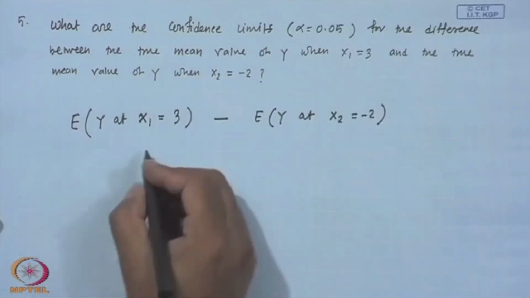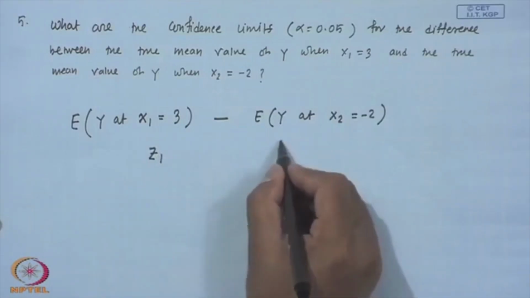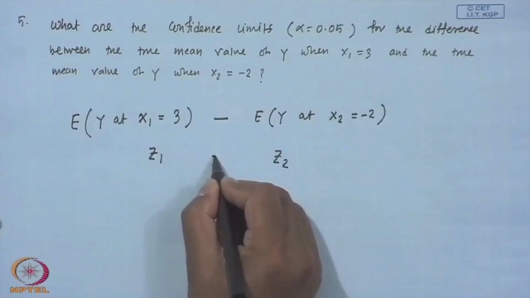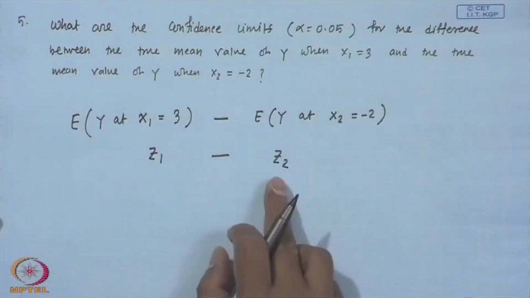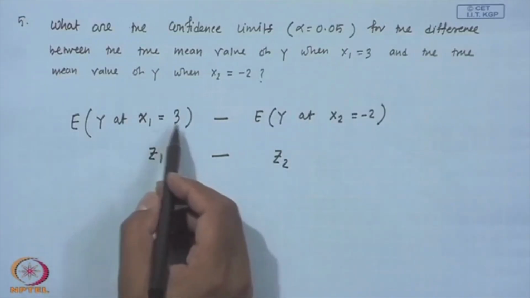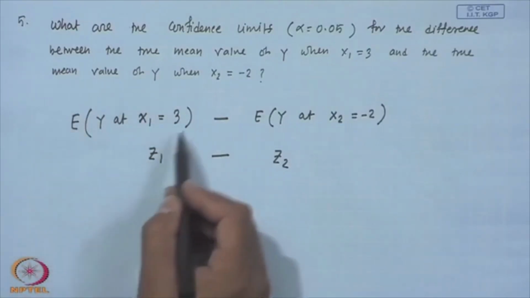So, if I call this one say Z 1 and let me call this Z 2, what are the confidence limits for Z 1 minus Z 2? Okay. Now, just now we know what the unbiased estimator for this one is.